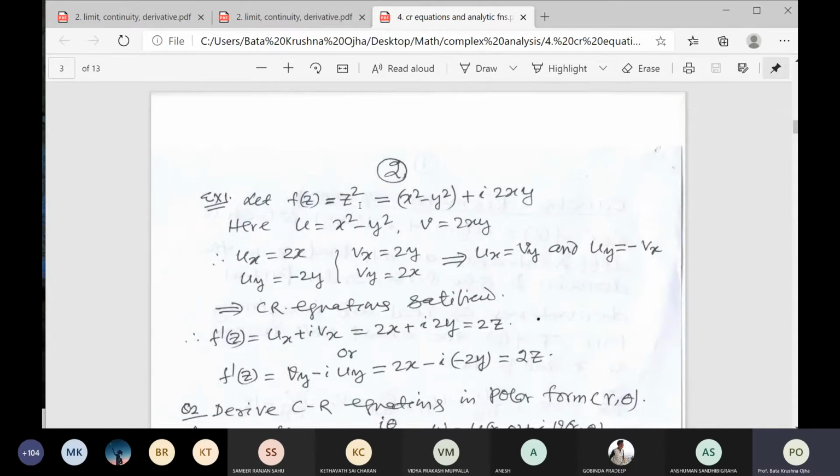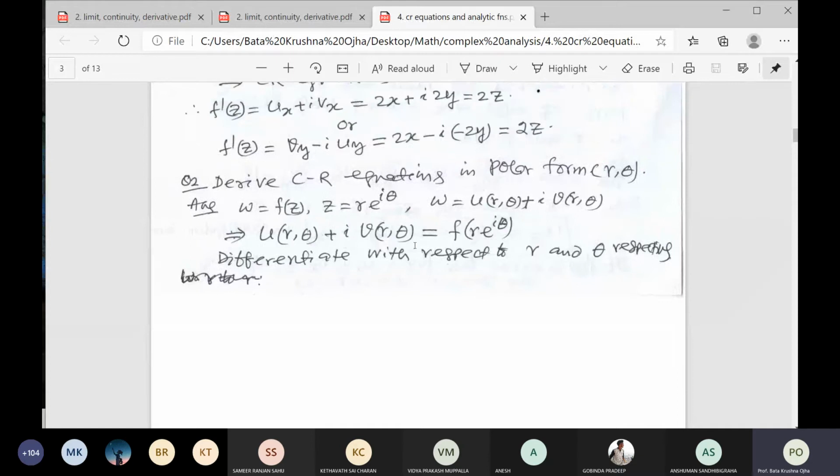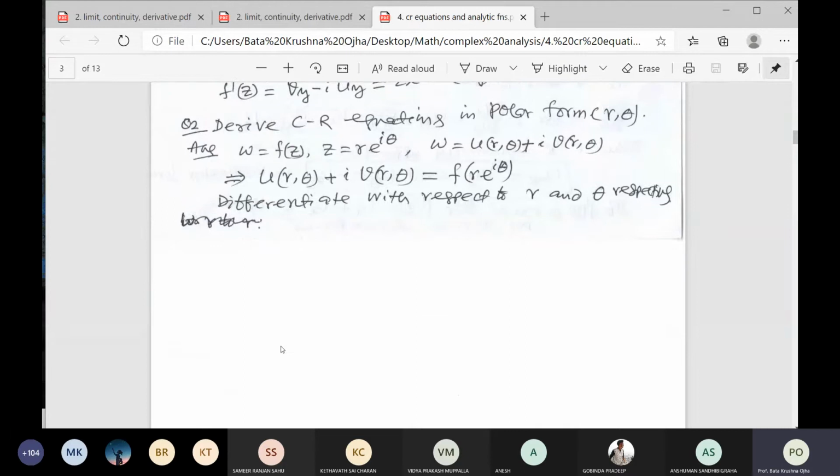Now we find the CR equation in polar form. Same question I have given to you. So what is the CR equation in polar form? That is question number 2. Derive the CR equation in polar form, r and theta. w is equal to f(z), so z is equal to r e to the i theta. Are you clear? So w is equal to u plus iv in terms of r and theta. So now you write u of r, theta plus i v of r, theta is equal to f of r e to the i theta. You find the derivative with respect to r and theta separately and equate real and imaginary parts.